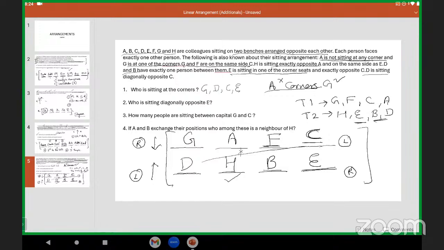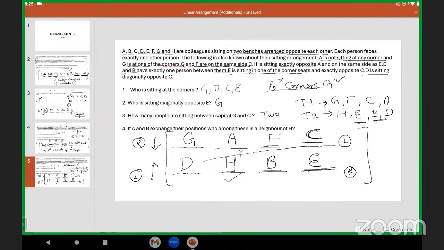Who is sitting diagonally opposite E? So diagonally opposite E is G. How many people are sitting between G and C? So there are two people. If A and B exchange their position, who is the neighbor of H? Which means if A and B change the position, we'll have a new row, that is D, H, A and E. So the neighbors of H will be D and A.